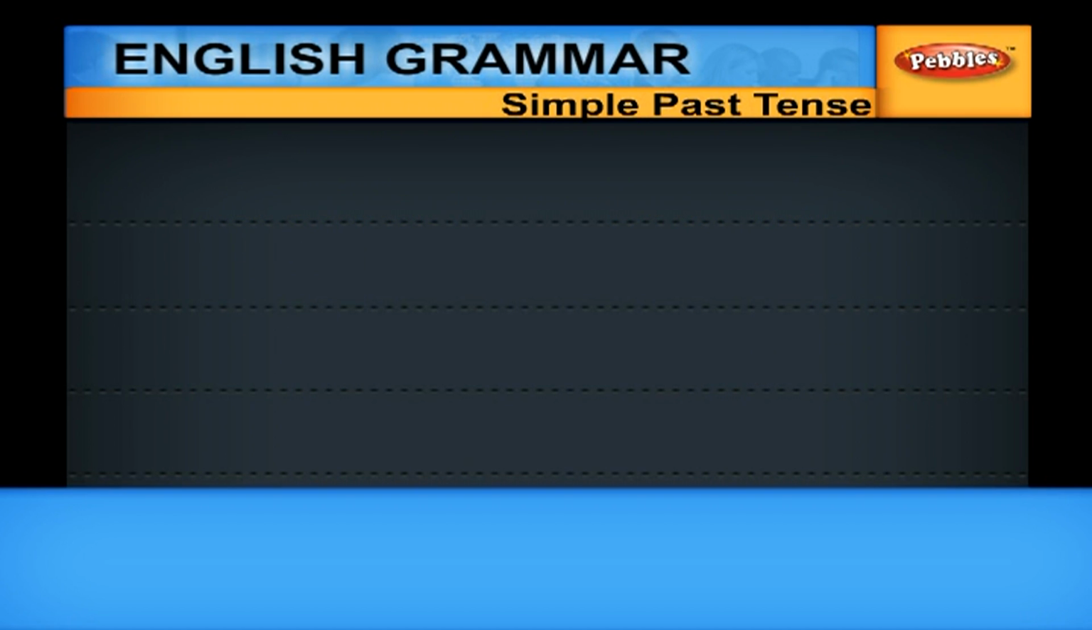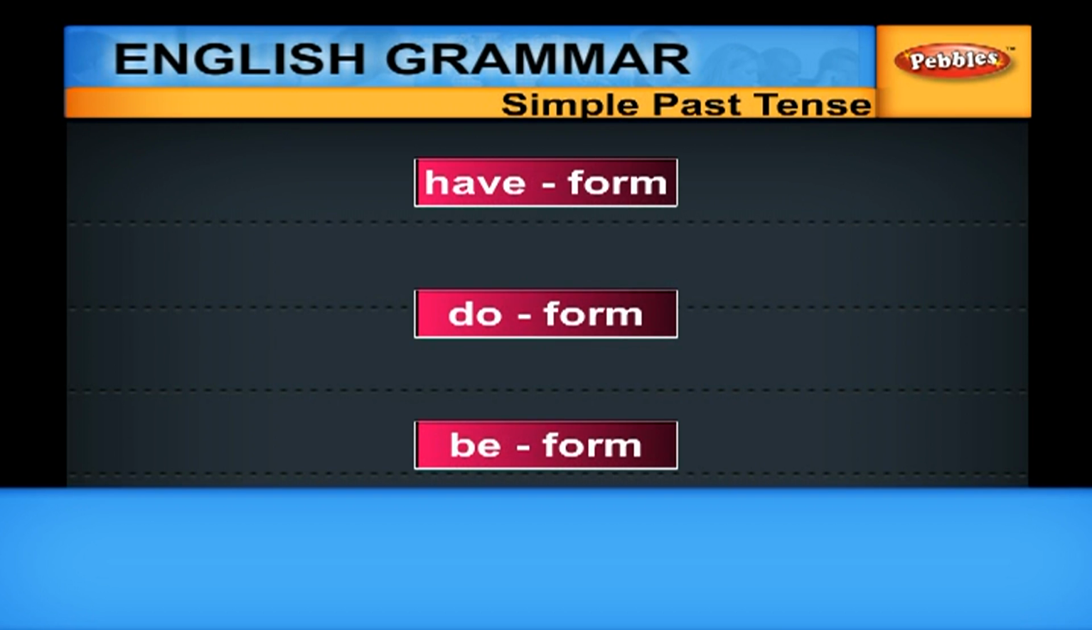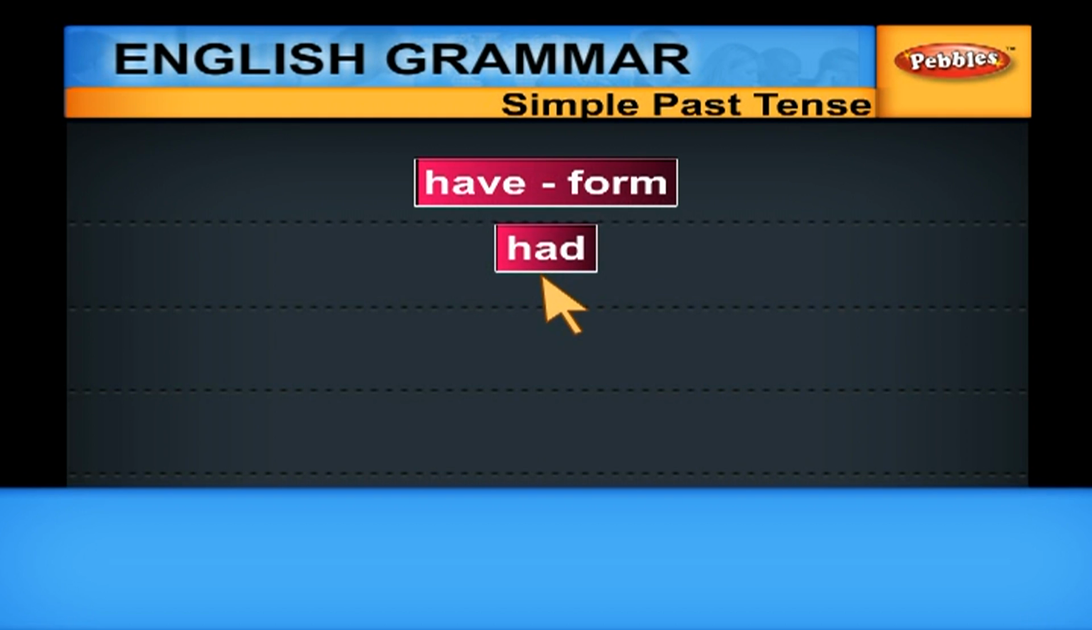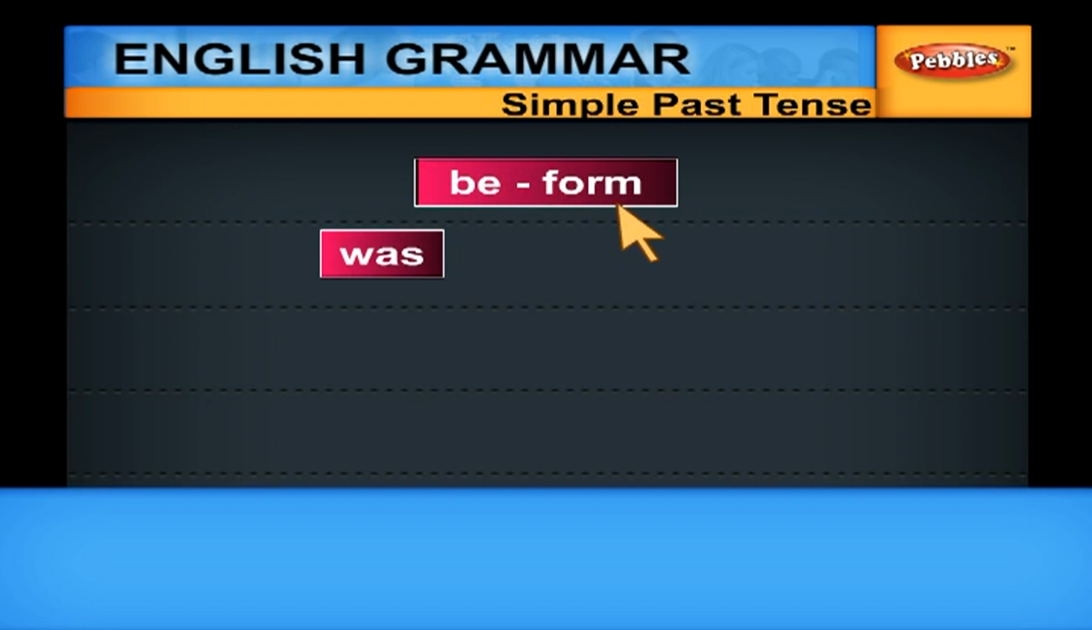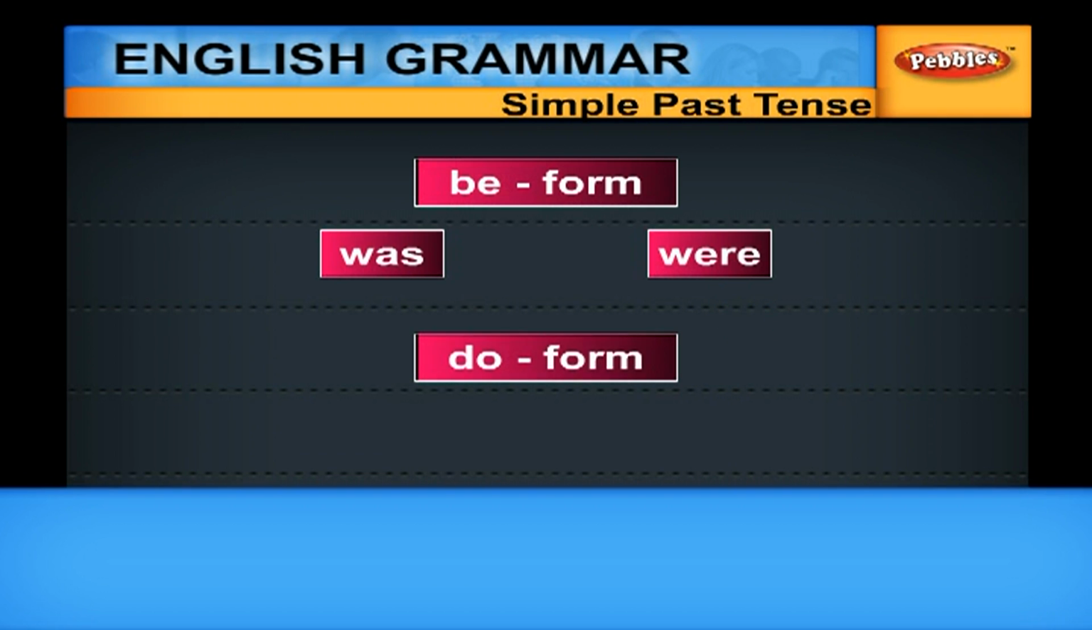We can use auxiliaries have form, be form, and do form in the past tense. Remember the VED form or past form of have is had. Past form or VED form of be form is was and were. For singular nouns, we use was. For plural nouns, we use were. Past form or VED form of do is did.